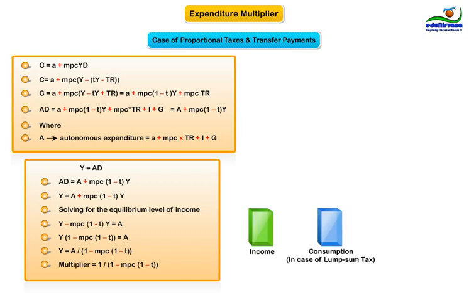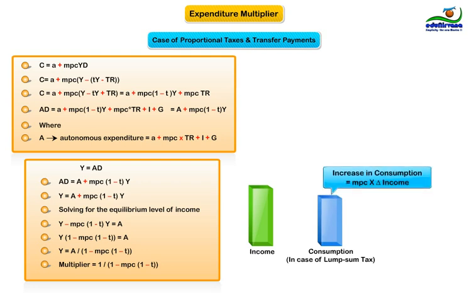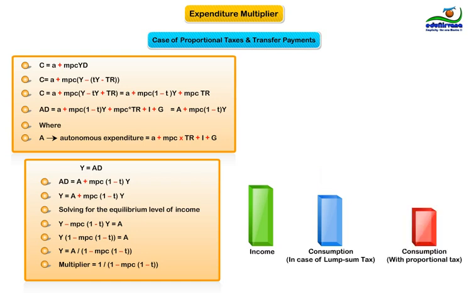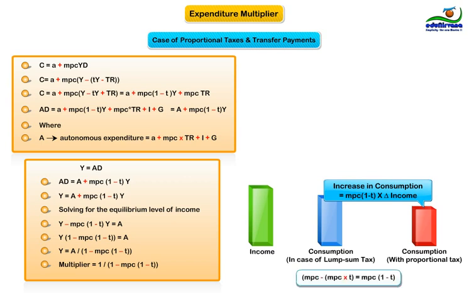Comparing this with the value of the multiplier in the lump sum taxes case, we find that the value has become smaller. When income rose as a result of an increase in government spending, in the case of lump sum taxes, consumption increased by MPC times the increase in income. With proportional taxes, consumption will rise by less: MPC - MPC × t, which equals MPC × (1 - t) times the increase in income.